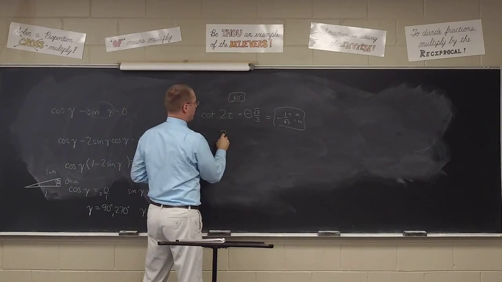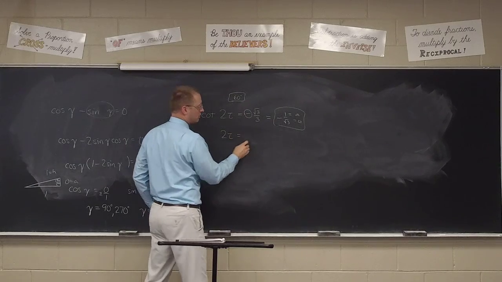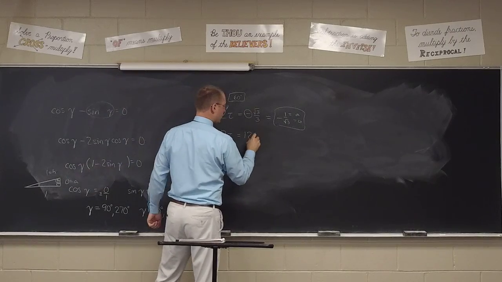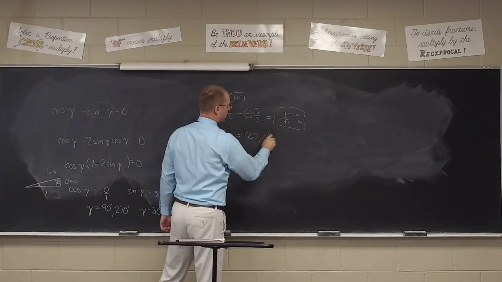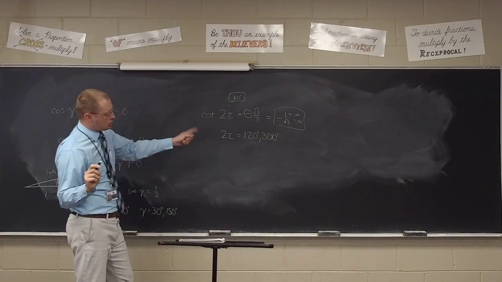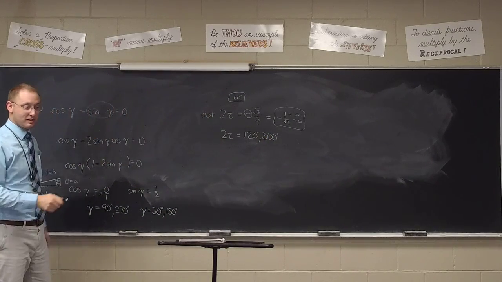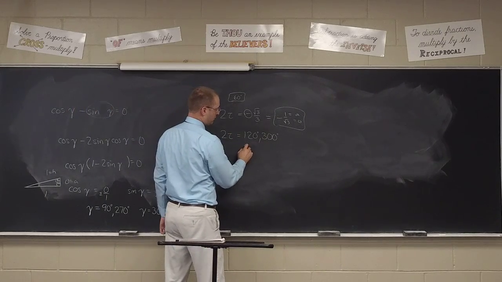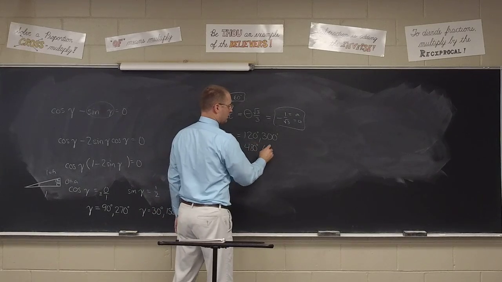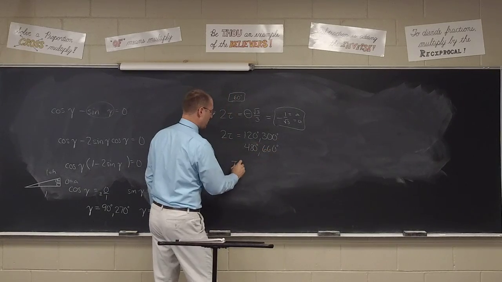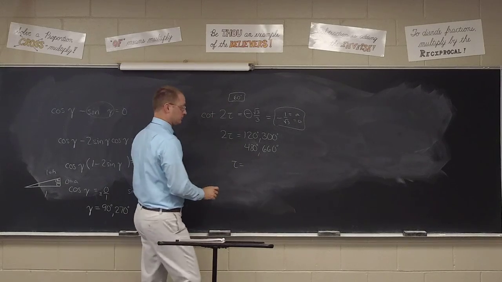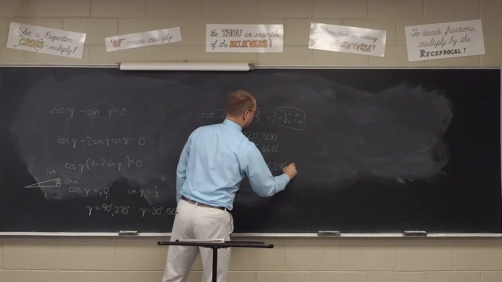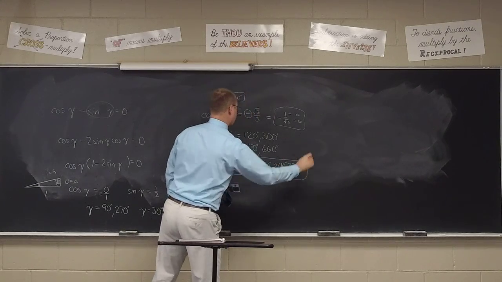So that means that 2 tau is going to equal 120 and 300. But since there's a 2 tau, what do I have to do? Add the 360s to get 480 and 660. And then divide everything by 2 to get 4 different answers here: 60, 150, 240, or 330. And there are our answers.